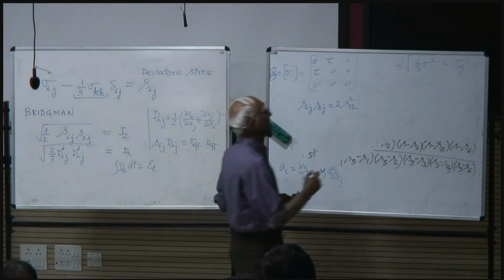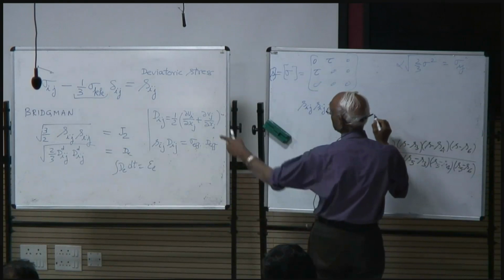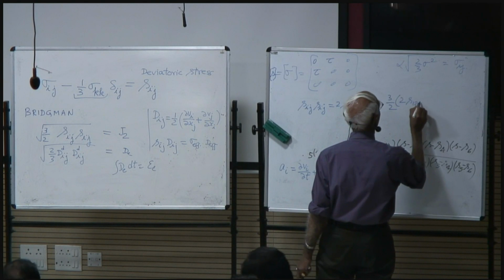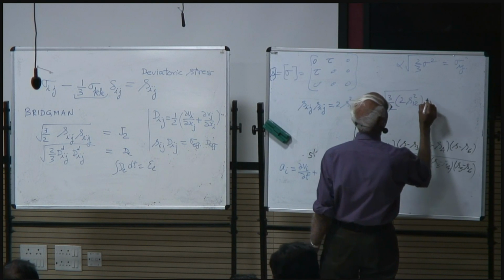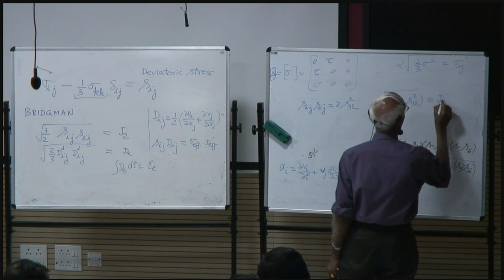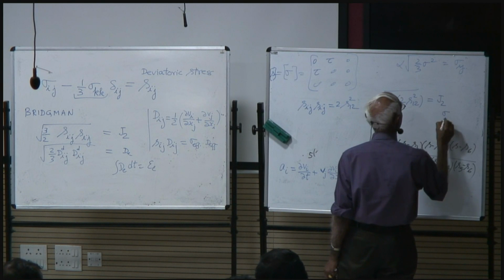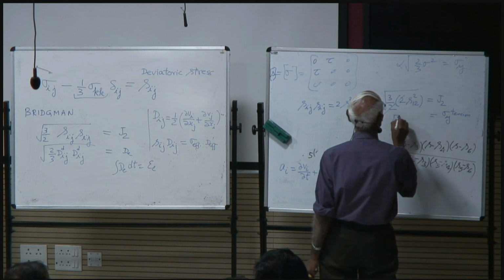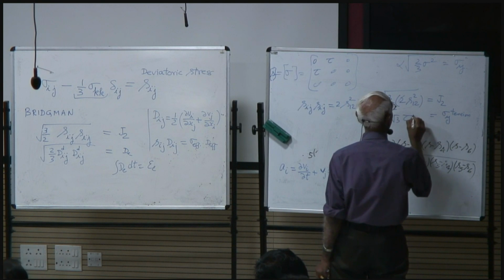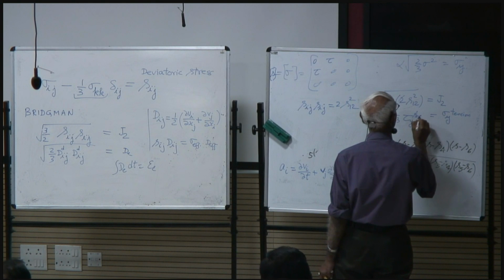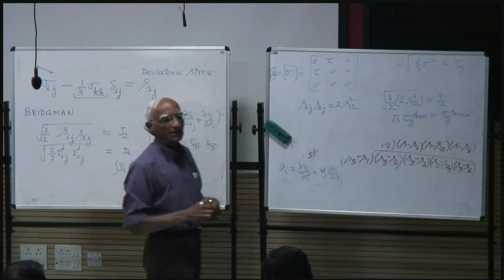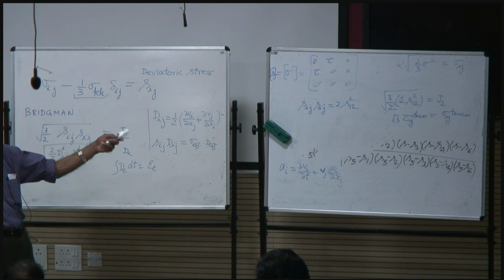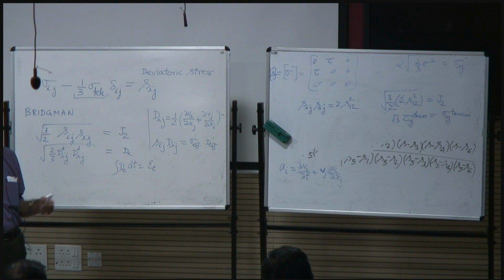So now you can see that, if I plug in there, my sigma y is 3/2 times twice S12 square root. So the yield stress in tension is square root of 3 times yield stress in shear. So that's the relationship between the two. So if you do a shear test and find the yield stress, square root of 3 times that will be the yield stress in tension. Does it make sense?